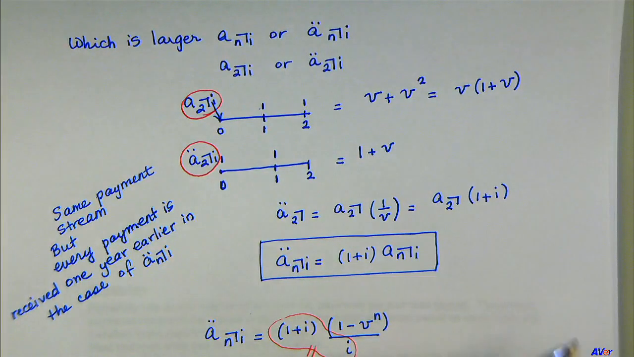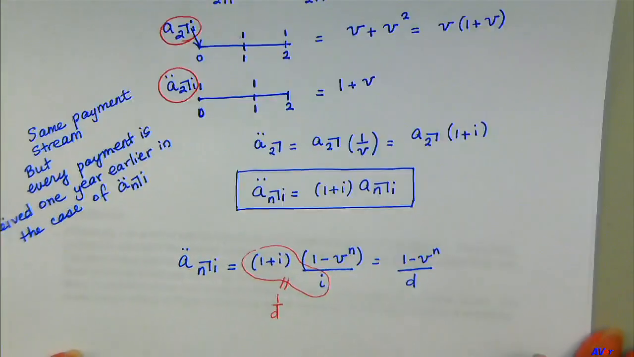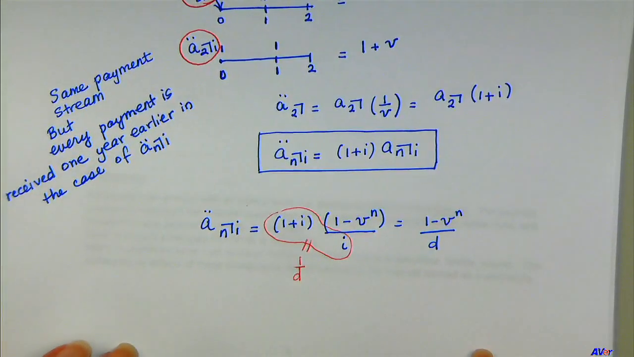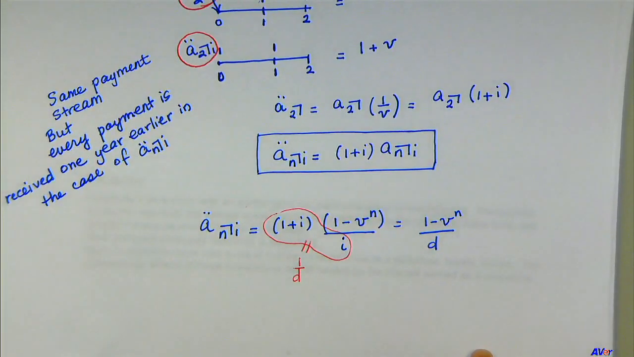1 over D, yep. So this would be 1 minus V to the N over D. So it's kind of easy to remember. When you're talking about A angle NI, you divide by I. When you're talking about A double dot, the double dot starts with a D, you divide by D.